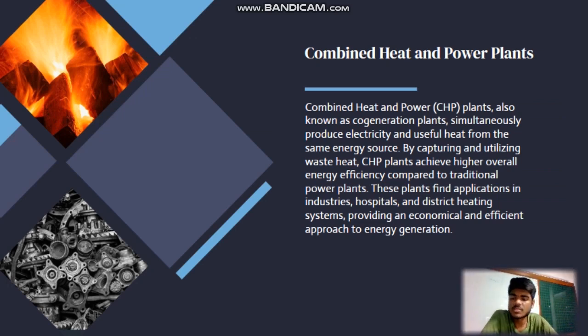Further, let's discuss the fourth type of power plant, which is combined heat and power plants. CHP, also known as cogeneration plants, simultaneously produce electricity and useful heat from the same energy source by capturing and utilizing the waste heat. CHP plants achieve high overall energy efficiency compared to traditional power plants, and they find applications in industry, hospitals, and district heating systems, providing an economical and efficient approach to energy generation.